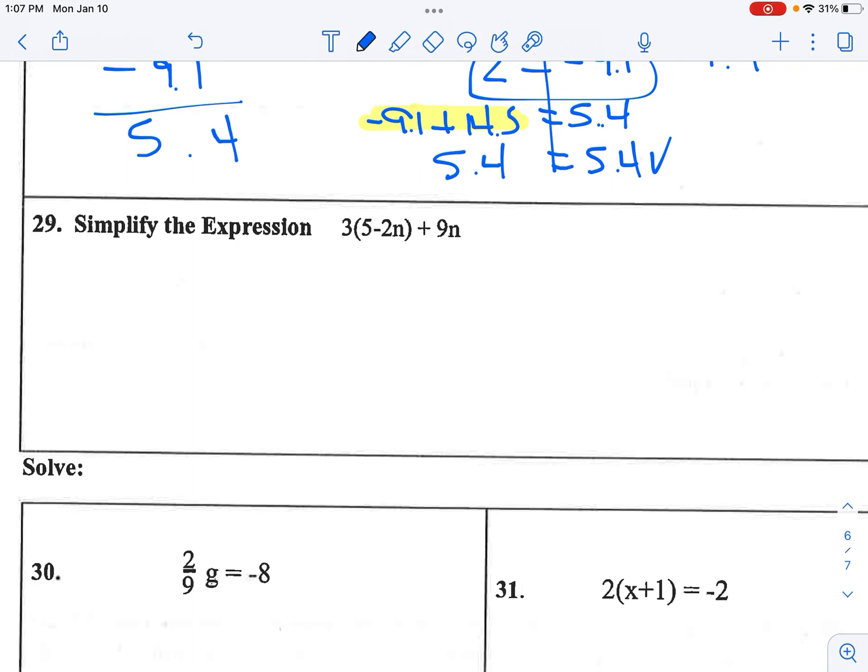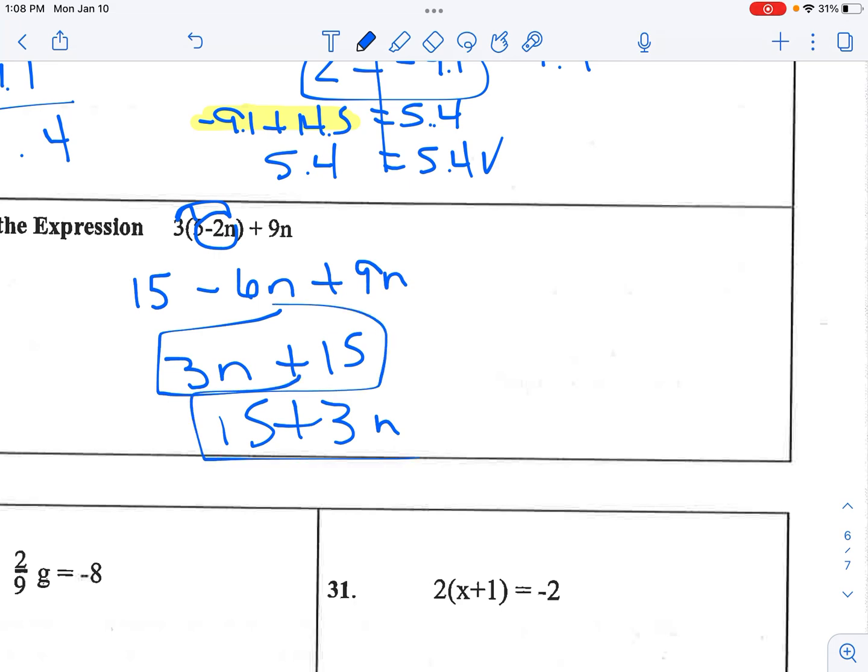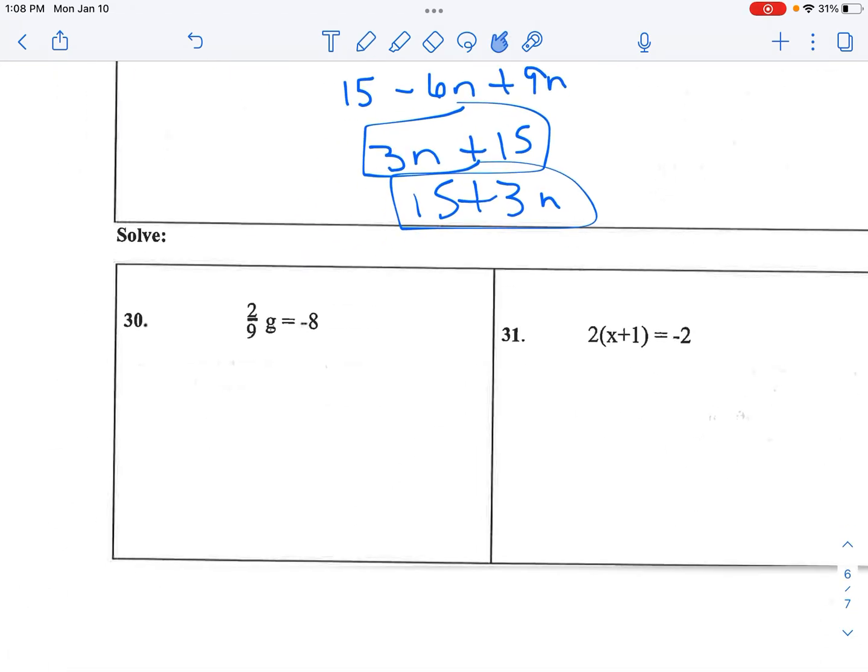Simplify the expression. So first we're going to distribute. 3 times 5 is 15. 3 times negative 2n is negative 6n plus 9n. Combine your n's together. 9n minus 6n is 3n, and you have a positive 15. So your answer could be 3n plus 15 or 15 plus 3n. So that is acceptable, and that is also acceptable.